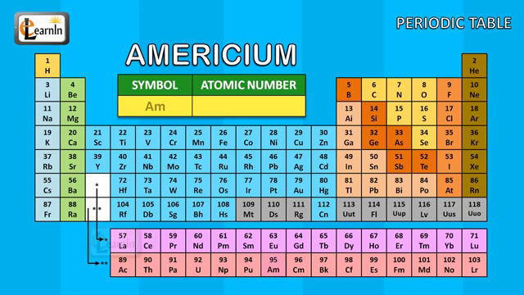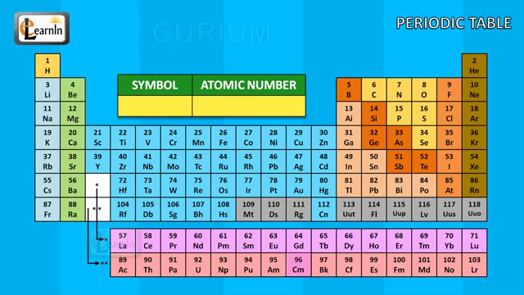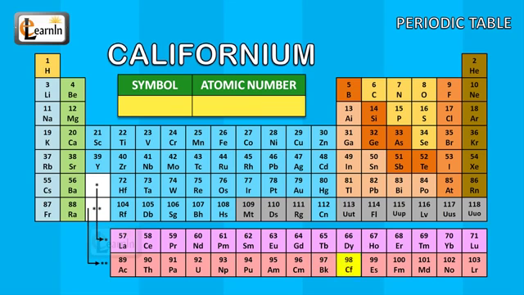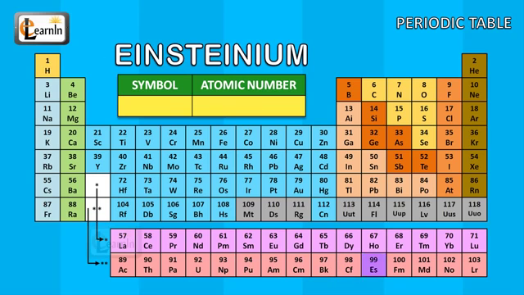The element americium is represented as Am and has an atomic number of 95. The element curium is represented as Cm and has an atomic number of 96. The element berkelium is represented as Bk and has an atomic number of 97. The element californium is represented as Cf and has an atomic number of 98. The element einsteinium is represented as Es and has an atomic number of 99.